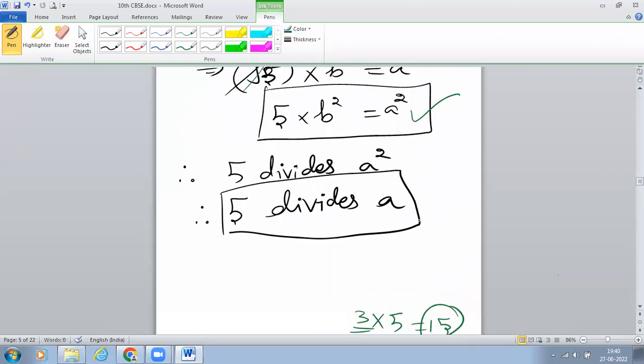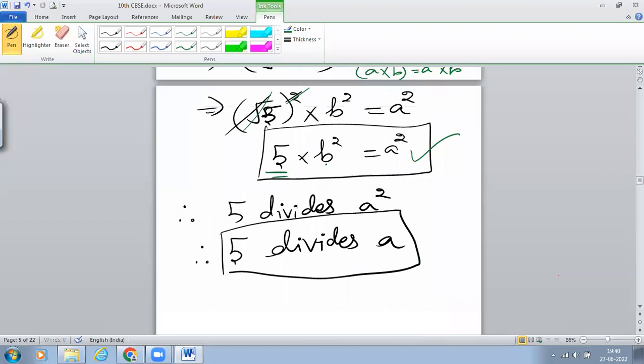Similarly, 5 into b square is a square. Therefore, 5 divides a square. Are you able to understand this step? 5 divides a square. Listen, since 5 divides a square, 5 also divides a.